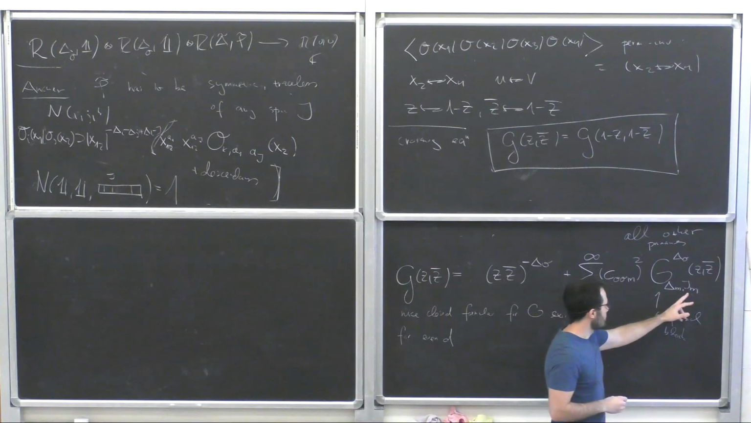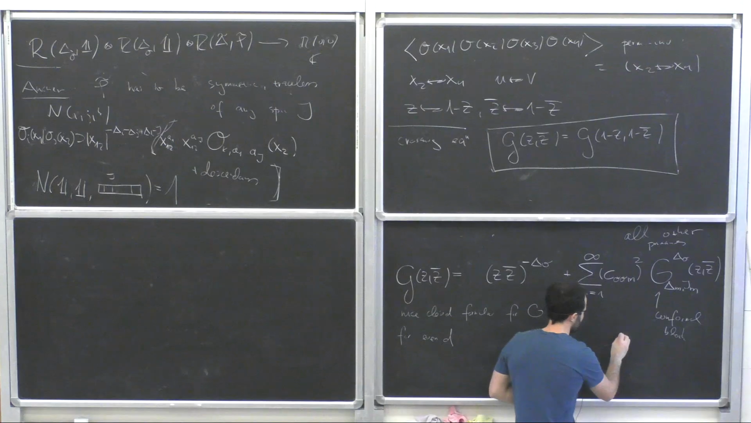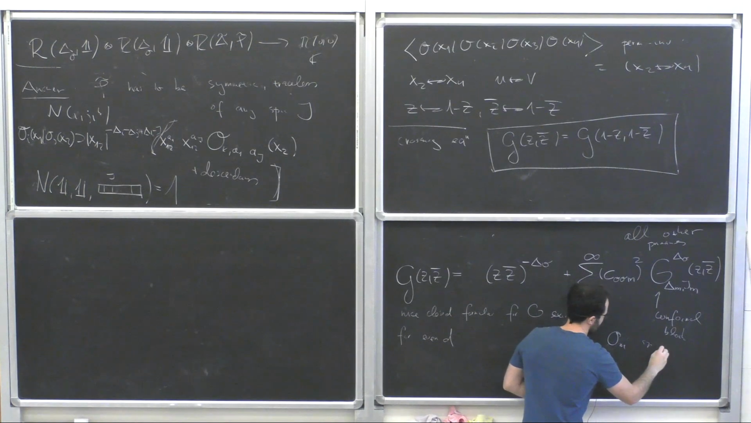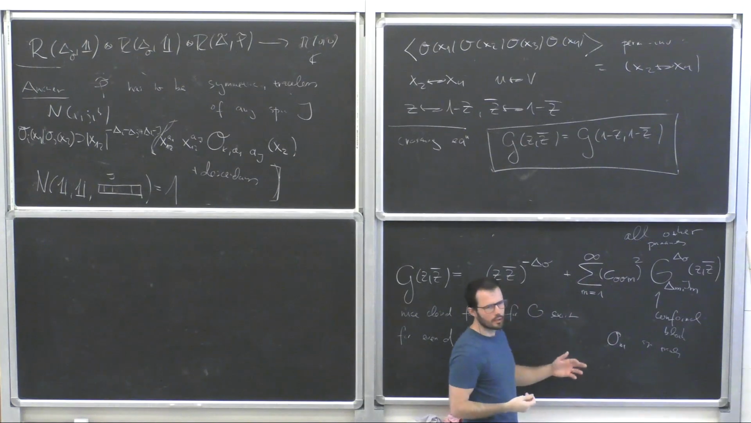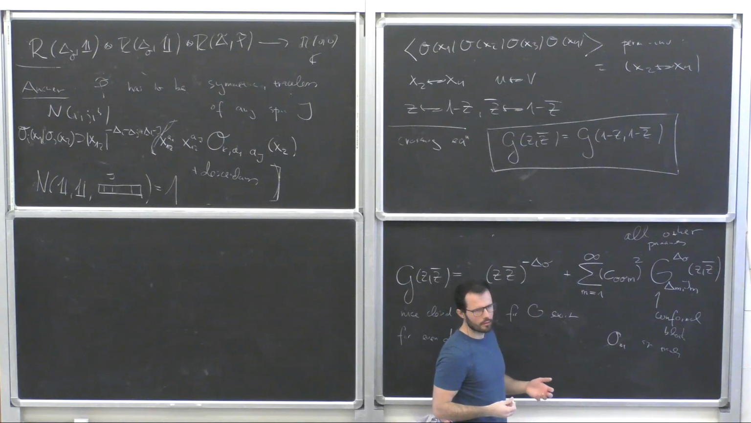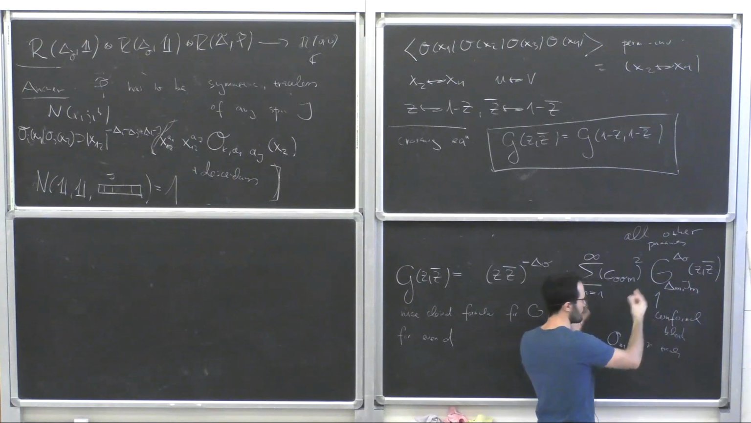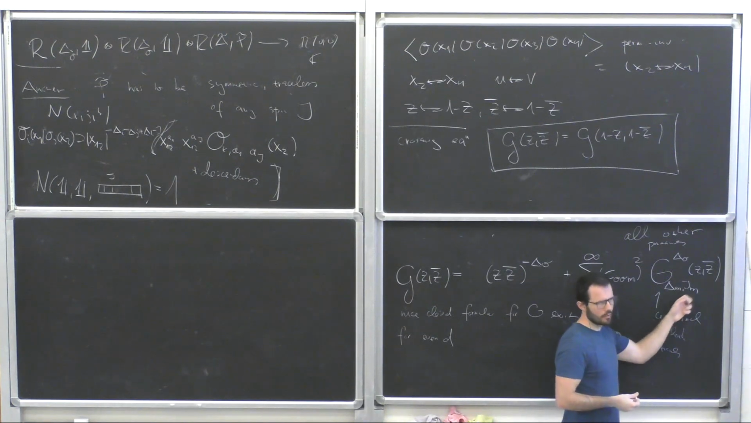Yeah, so this O_m is symmetric traceless, otherwise the C is 0. Yeah, exactly. In principle, you're summing over all operators in the theory, all primary operators, but only the symmetric traceless ones contribute.